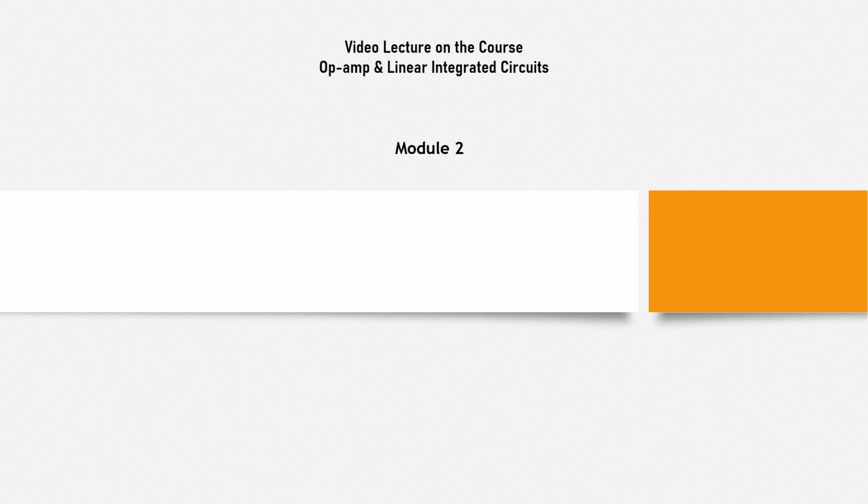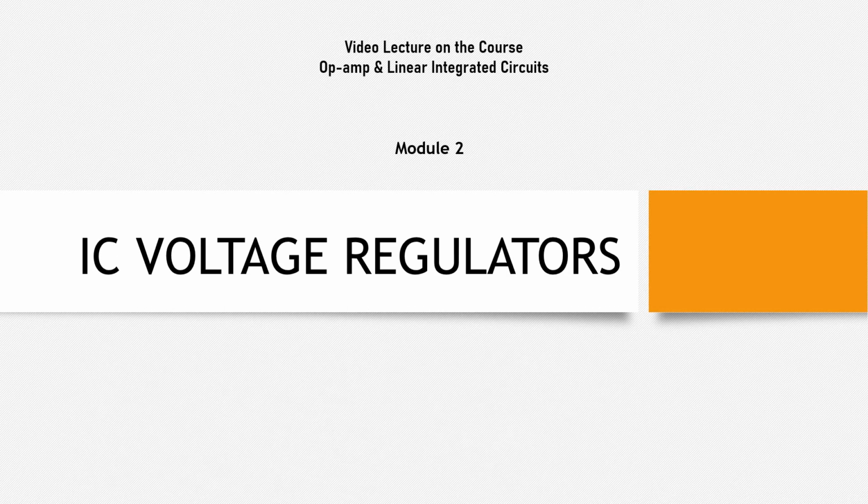The video lecture on the course Op Amp and Linear Integrated Circuits. In this session, we will be discussing the IC voltage regulators. In the previous sessions, we have seen the DC voltage regulators by using the Op Amp. Now, a very simple, small device, an integrated circuit, can also be used as a voltage regulator. There are many advantages of IC voltage regulators compared to the conventional circuit of a DC voltage regulator.